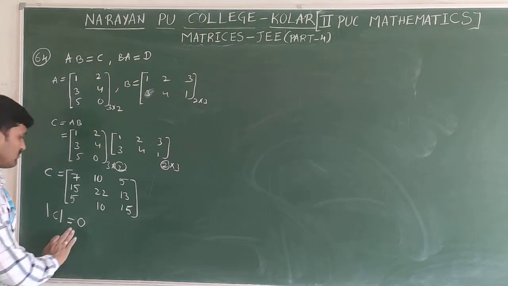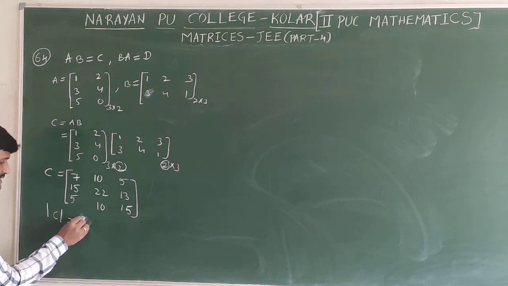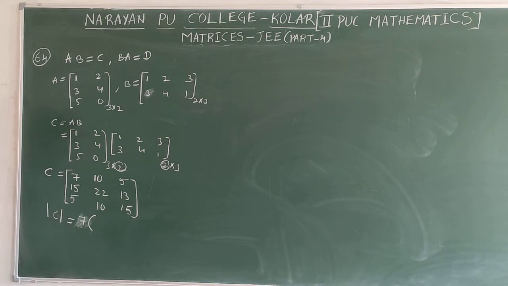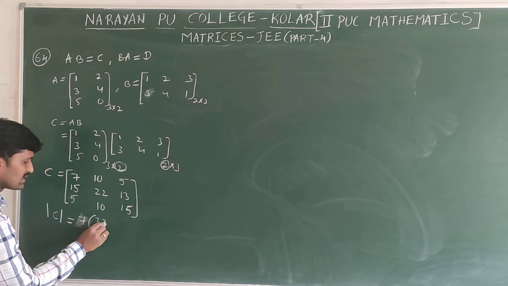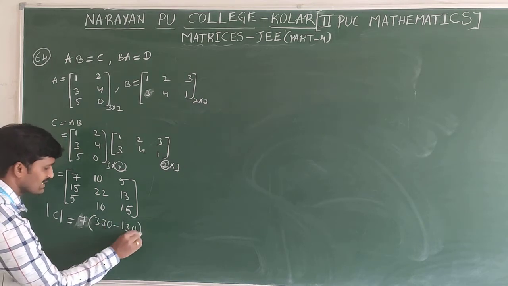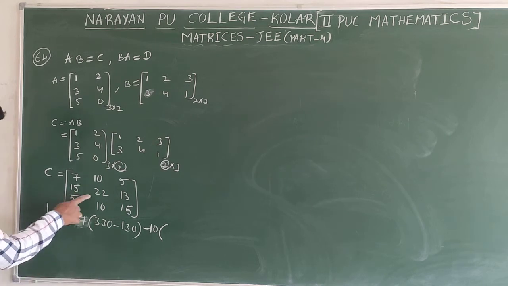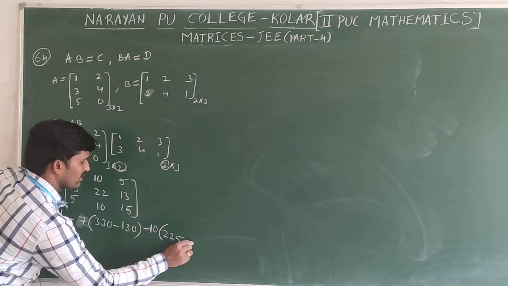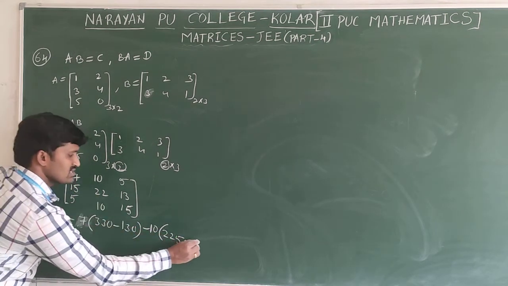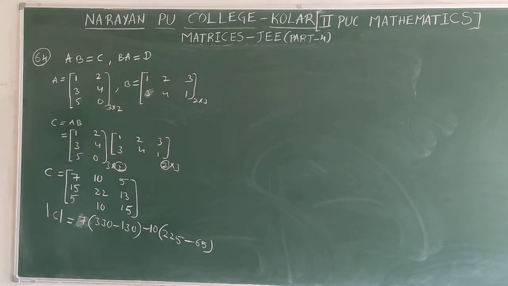Simplify this value. How to simplify this? 7 into 22 into 15. 22 into 15 means 15 20s are 300 plus 30. 330 minus 130. Next, minus 10 into 15 15s are 225 minus 13 5s are 65. I am expanding along row 1 only.